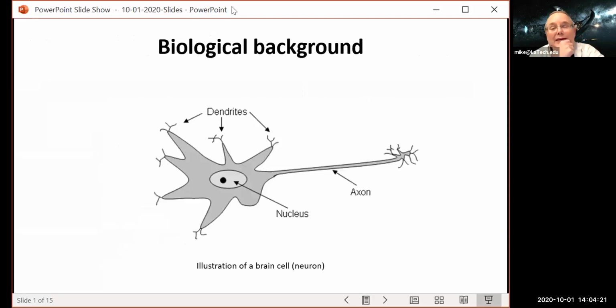So we ended last time with this little model of a neuron. This is a brain cell, a neuron. Can you guys see my cursor or not? Oh, good. All right. So these little dendrites here are where other neurons would be connected to this neuron. So these are kind of the input ports of the neuron.